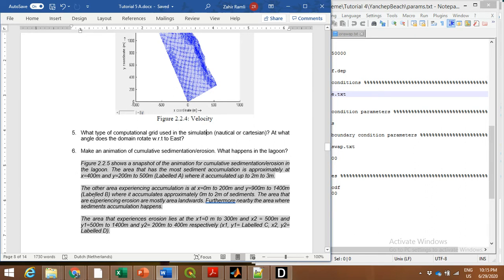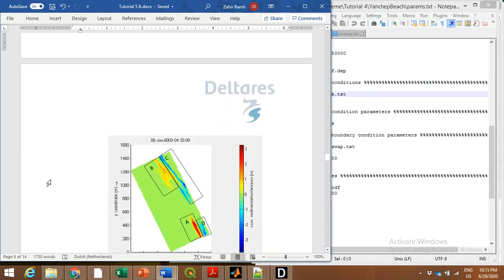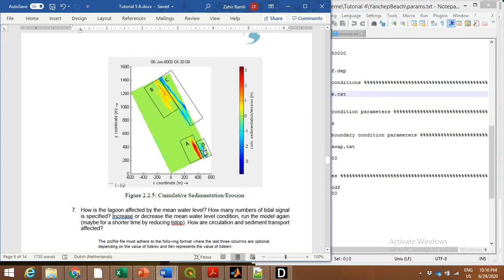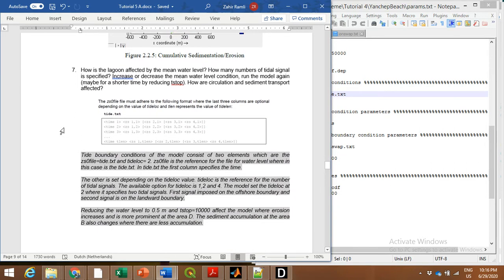Okay, and then next one, number 6, make an animation of cumulative sedimentation and erosion. What happens in the lagoon? For this part, I want you guys to identify it by parts. Look at what I've done here. You can just see this is the reef, the non-erodible layer. Now you can actually see which part the sediment is cumulatively deposited, and some parts are being eroded, and you can conclude from that.